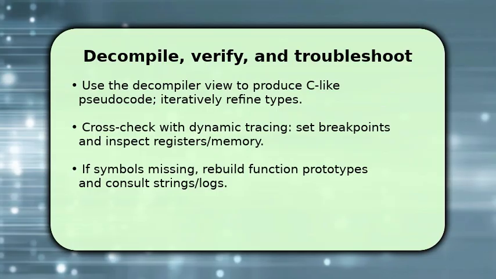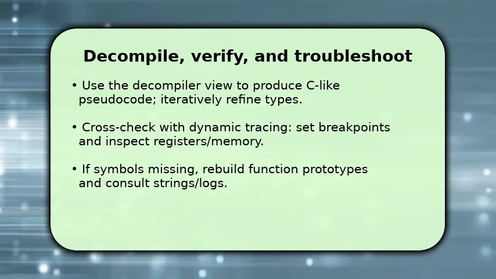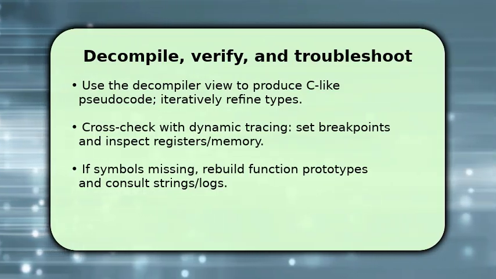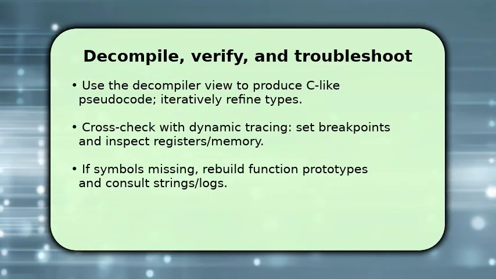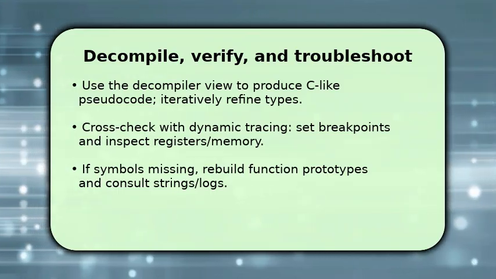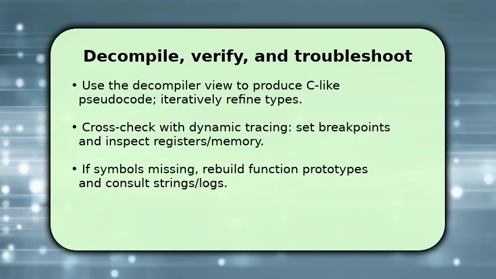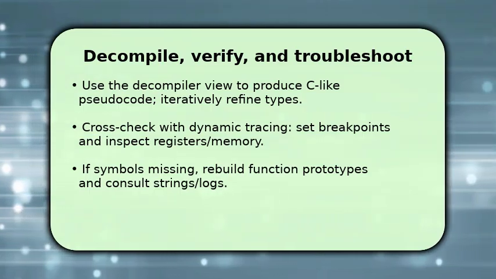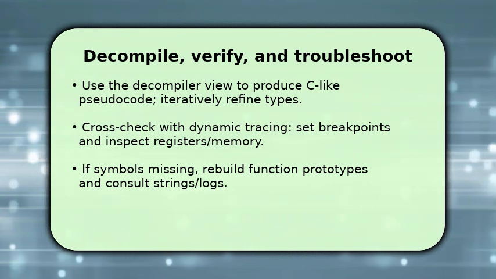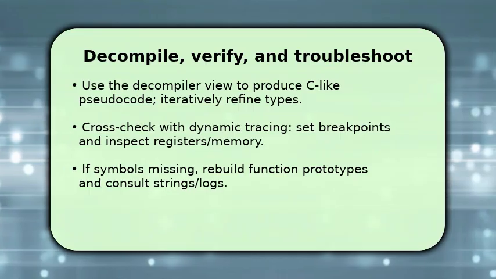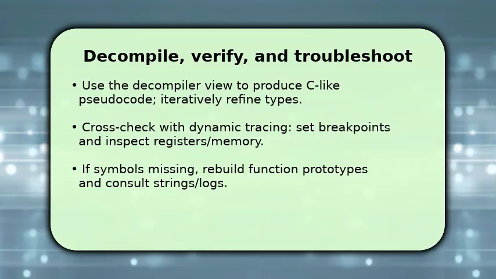Once refined, verify behavior by running the DLL under a debugger or test harness and stepping through key functions to confirm assumptions. If things go wrong, check for missing symbols or anti-debug protections. The single key troubleshooting tip is to try a runtime memory dump after initialization and reanalyze that clean image in the disassembler.